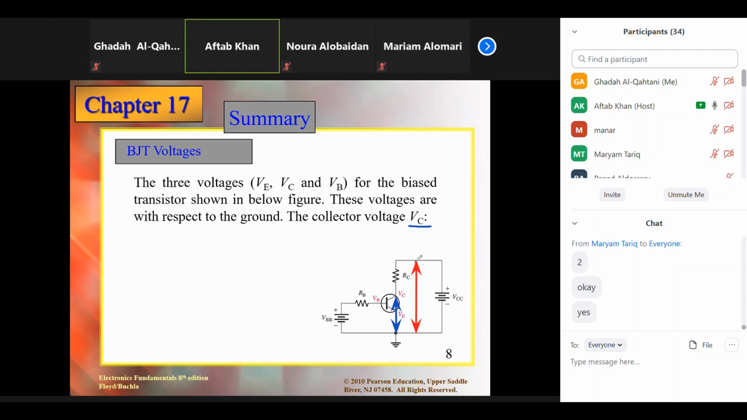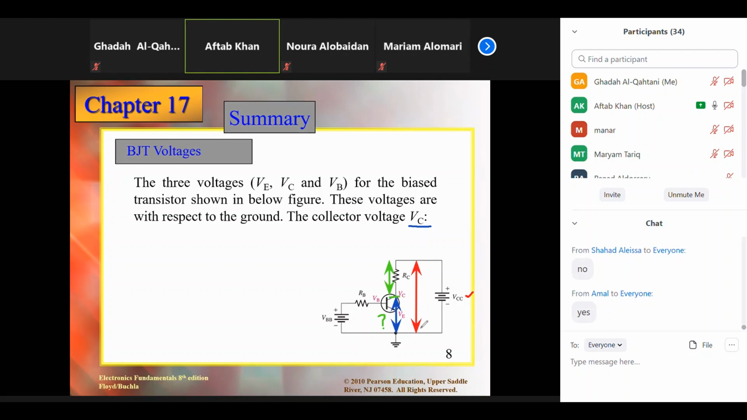VCC. Is this equal to VCC or not? The red line. Yes? If yes, if I subtract from this VCC, girls, the voltage from here to here, so what will remain with me? This blue will be with me, correct? Yani this will remain.